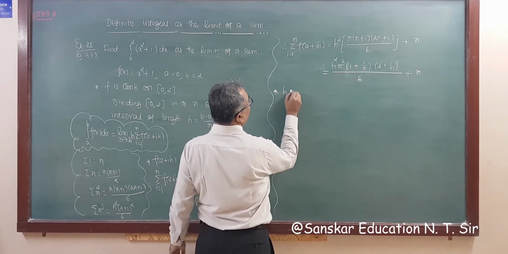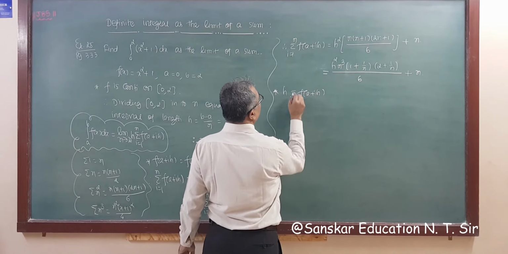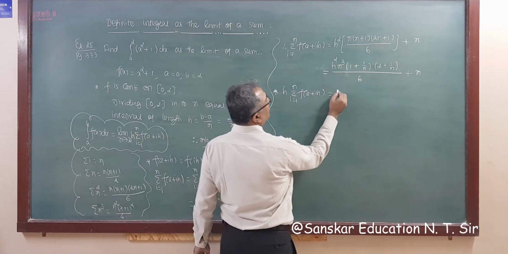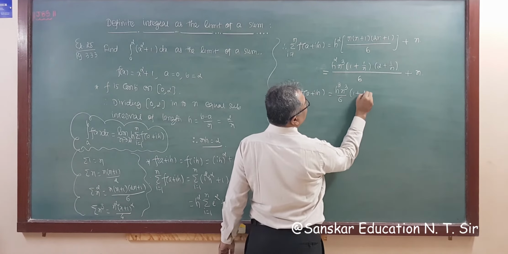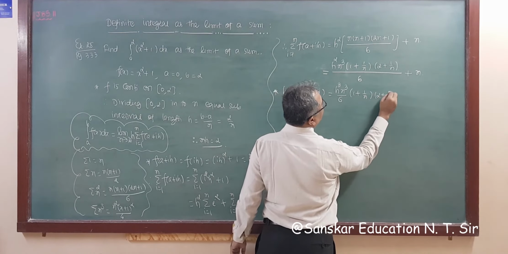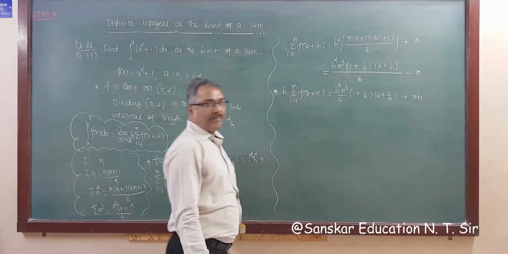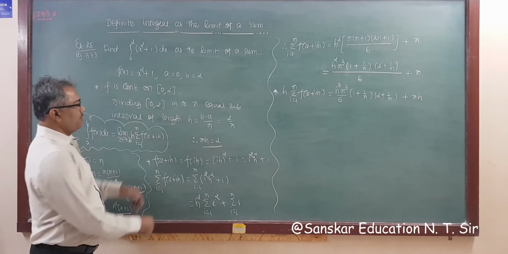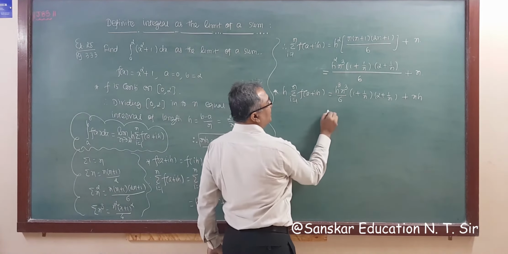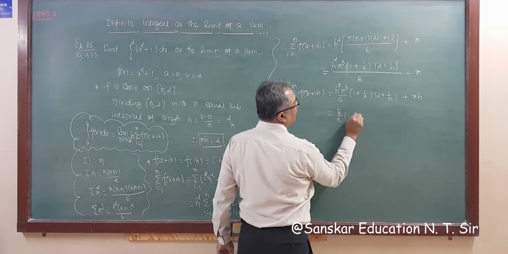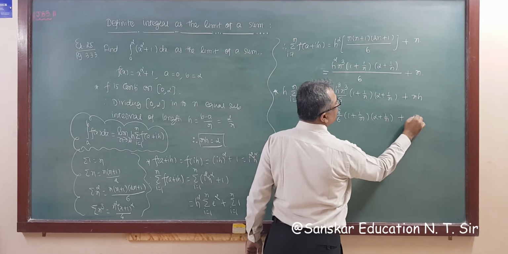So we multiply by h, what will happen? h into sigma f of a plus ih, i running from 1 to n, so this becomes h cube. So this is n cube h cube by 6, 1 plus 1 upon n, 2 plus 1 upon n, and multiplying this also by h, this is nh. nh is 2 here. So substituting nh as 2, cube, that is 8 by 6, 1 plus 1 upon n, 2 plus 1 upon n plus 2.